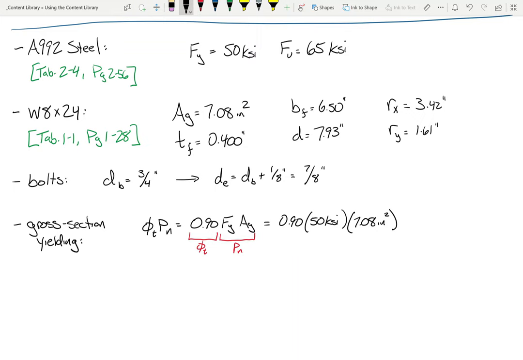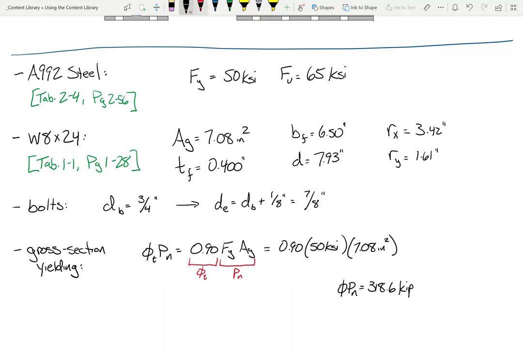318.6. Do I have a second? Yep. Okay. So what we're going to say is VPN is 318.6. And then what are the units? Kips, right? Because we're taking a kips per square inch times the square inch. So this is kips.